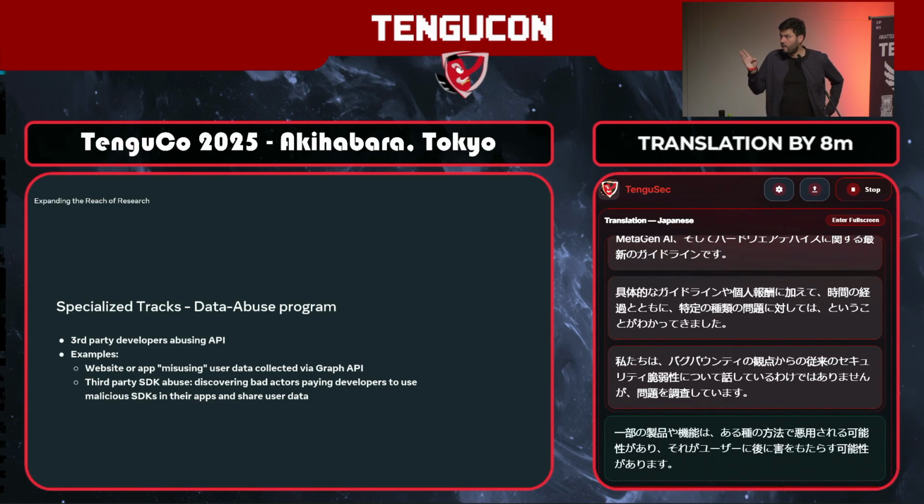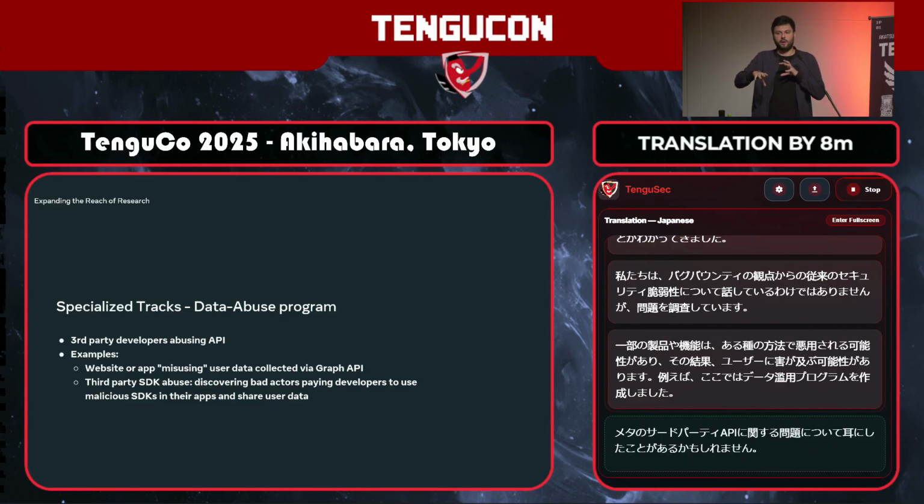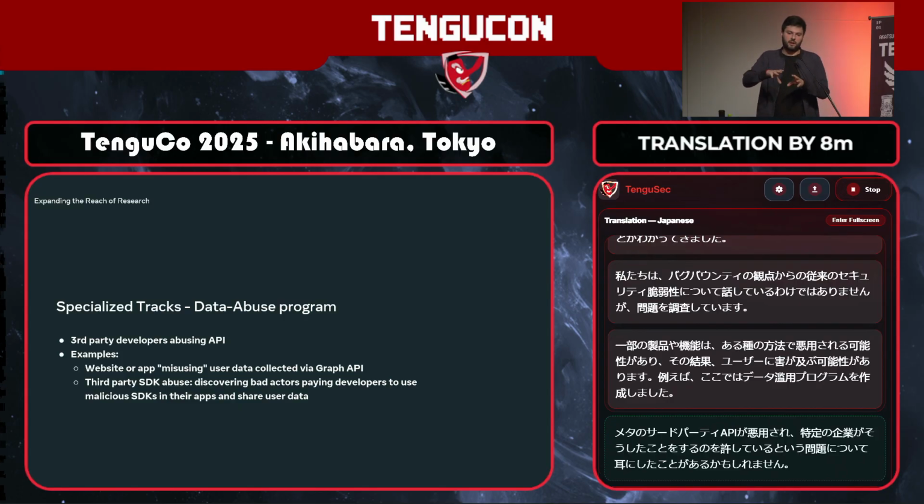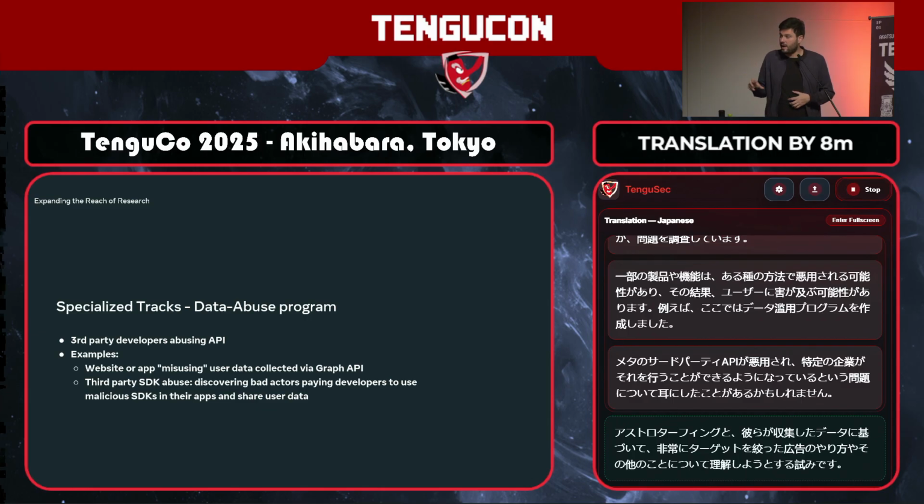For example, here we made the data abuse program. You may have heard of issues with Meta's third-party API being abused, allowing certain companies to do astroturfing and to try to understand how to do very targeted advertisement and all this kind of thing based on data that they collected via third-party app APIs. And so for that, we created the data abuse program.